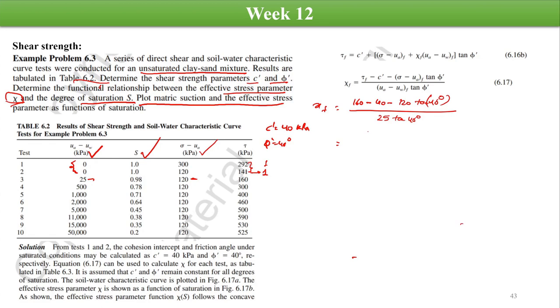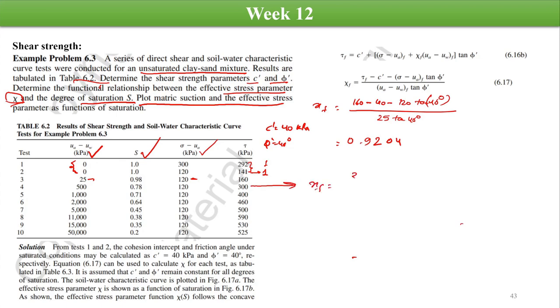Okay, so if we calculate it, let's see how much it is coming. 160 minus 40 minus 120 tan of 40 degrees divided by 25 tan 40. It will be around 0.9204. Okay, similarly for this test also we can calculate xi f.